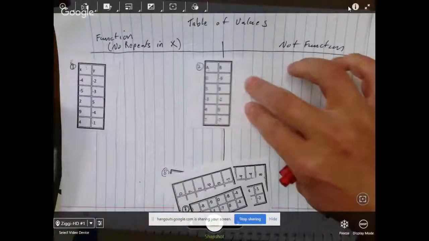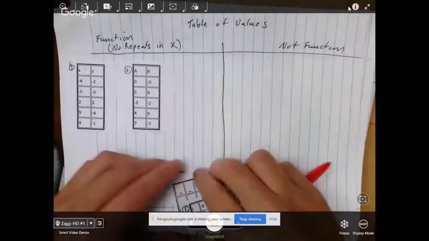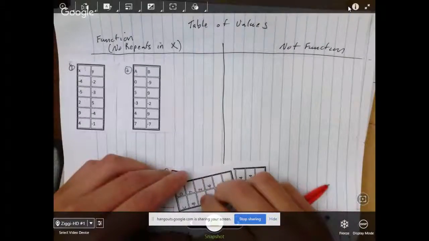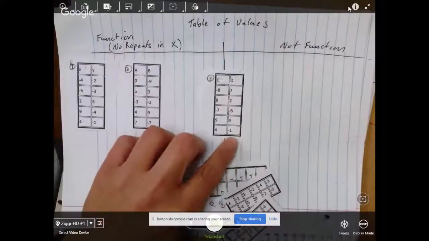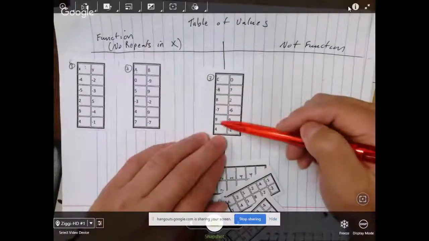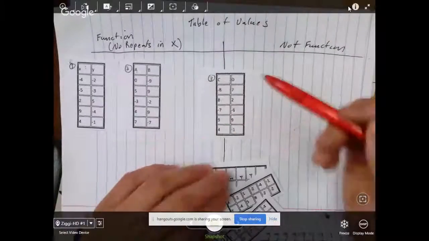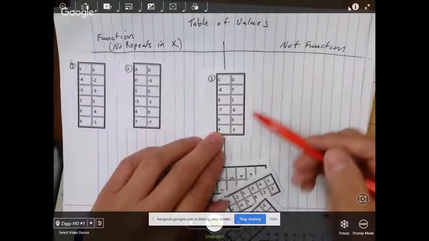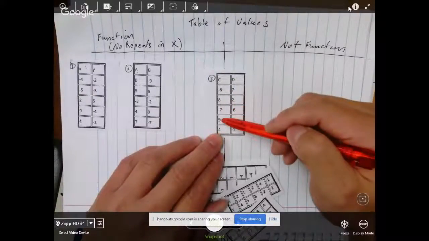Let's take a look at the next one, number 3. Another vertical table, and this time they have C and D. Again, the left side is going to be your X, and the right side is your Y, in this case the D. Let's look for any repeats in the X here: -8, 8, those are different. -8, 8, -7, 9, and 4. No repeats in the X. This is also a function.